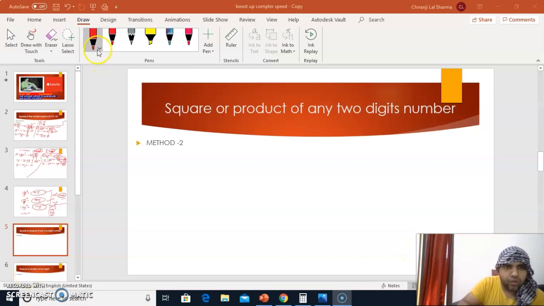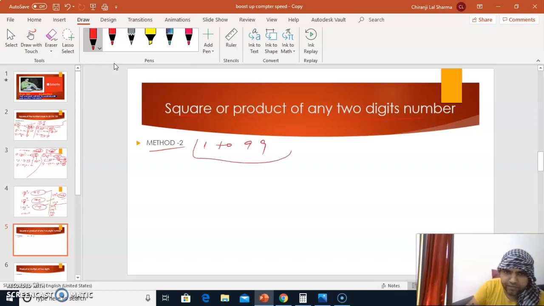Now we are going to learn the second method for the square or product, especially for two digits. In this method you can take any number from 1 to 99. Any number you can take. So let me first take a smaller number. Suppose we are taking 12. It will be easier to understand, and then I will take a bigger number closer to 99. So let's start with 12.